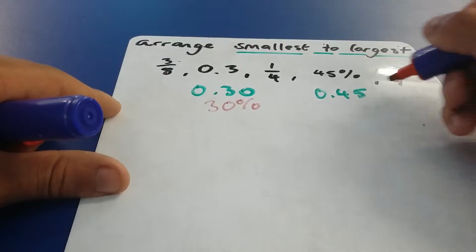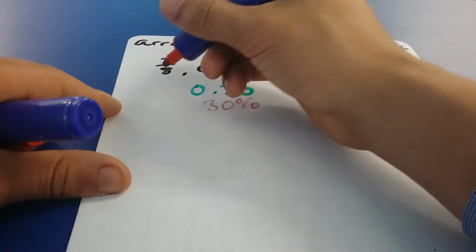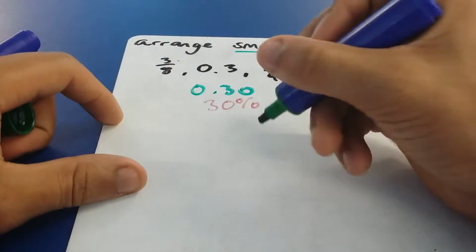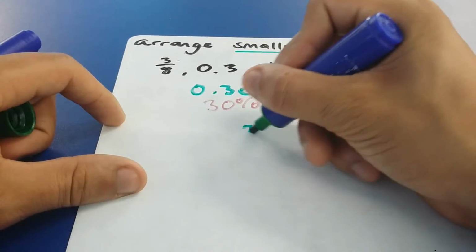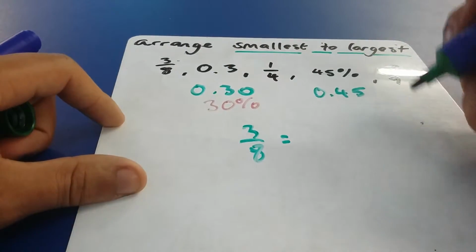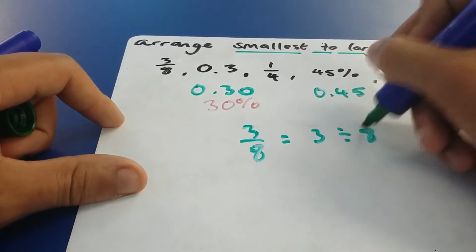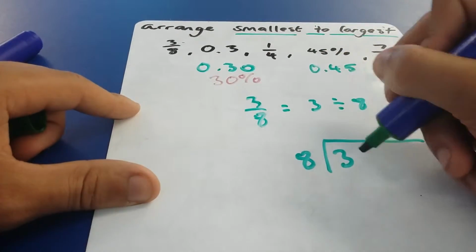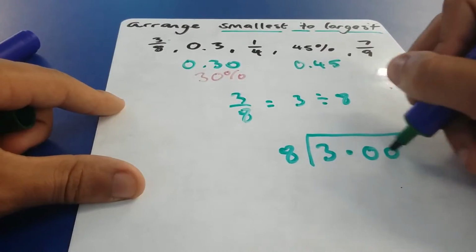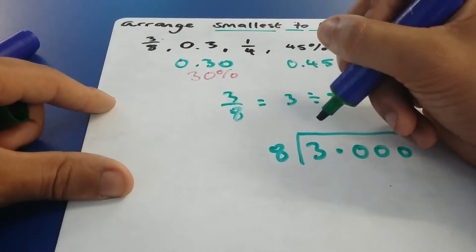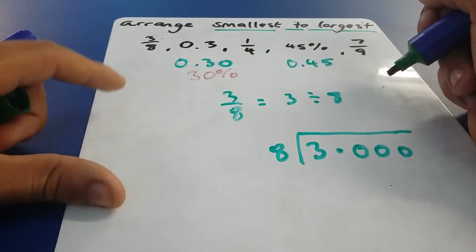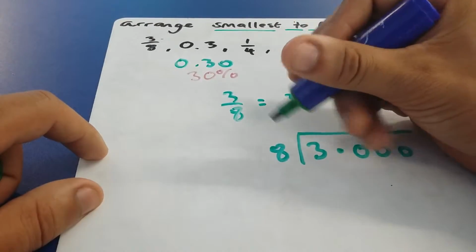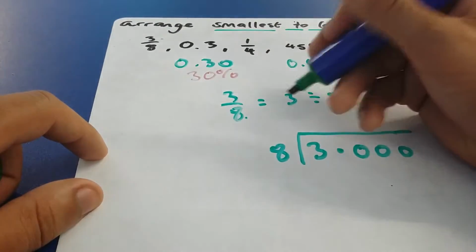Okay, so now we're just left with three fractions here. So first we've got 3/8. Now to change a fraction into a decimal, one way you can do it is by using a bus stop method. So 3/8 we can write as 3 divided by 8. And if you put that into a bus stop method, put your denominator on the outside, your numerator on the inside, a decimal point, and write a few zeros there, in case it's a non-terminating decimal or a recurring decimal. But anyway, put your bottom number on the outside, your top number on the inside.